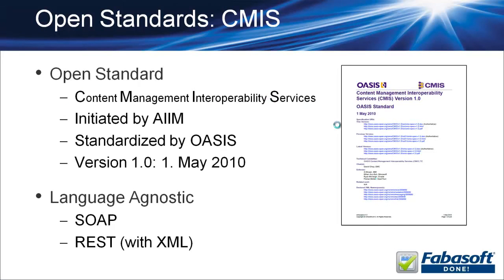The next thing we want to talk about is the CMIS standard. It's an open standard. It was originally initiated by AIIM and is now developed as a standard by the OASIS group. The first version of the standard, version 1.0, was released in May 2010. A key feature of the standard is that it's language agnostic. There are currently two bindings specified: one for SOAP and the other one for REST, with some metadata updated using XML.